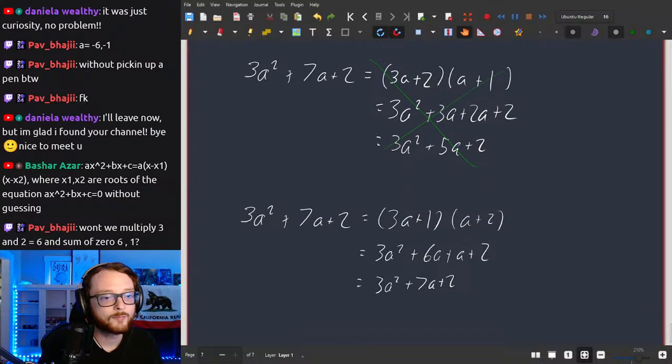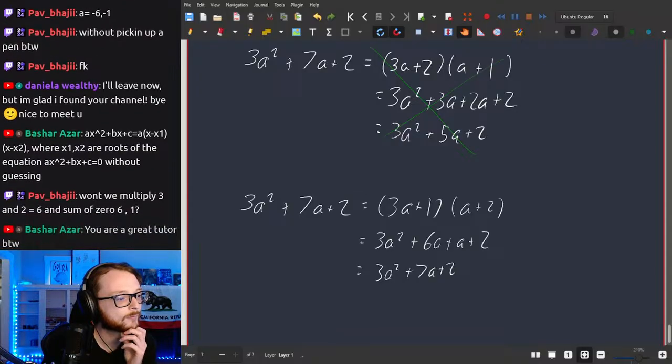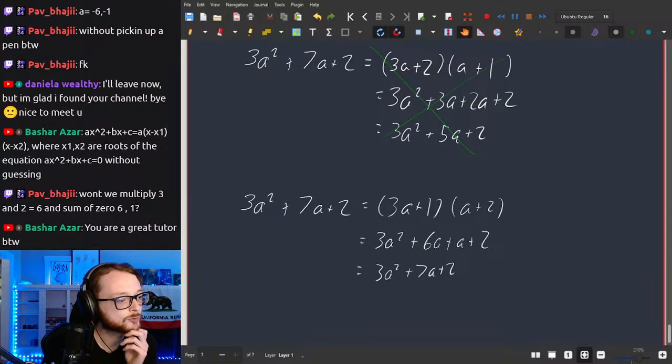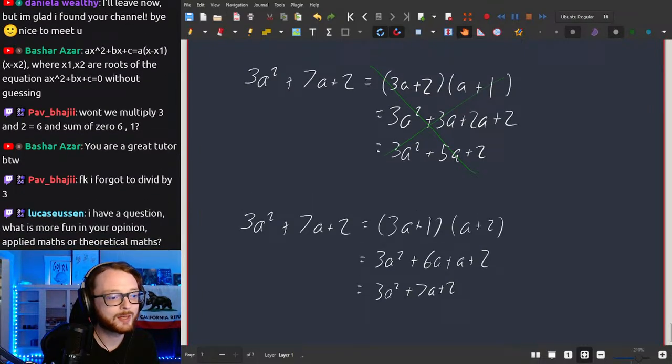So yeah, that's how I do these. It is kind of tedious to have to check these manually. Thank you, Bashar. Oh, that is another way of doing it, to do it without guessing. We can talk about that too. Let me just talk a little bit more about this, and then I'll go into that.